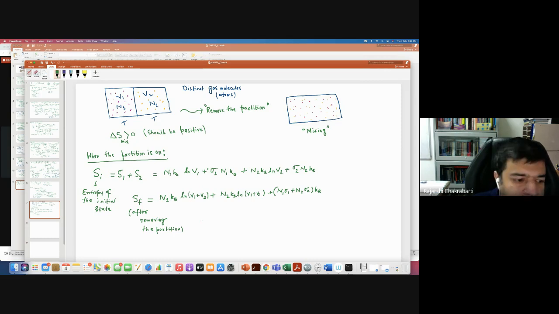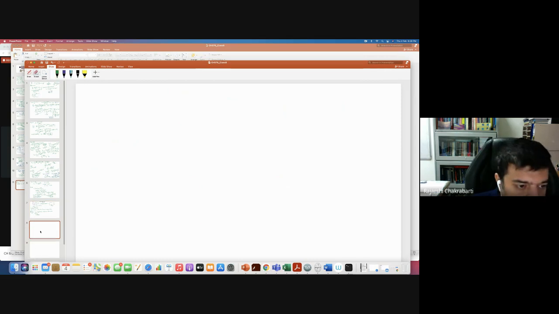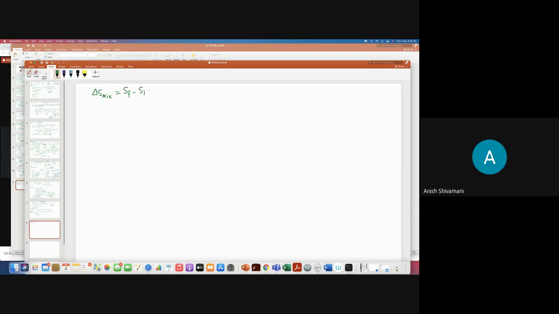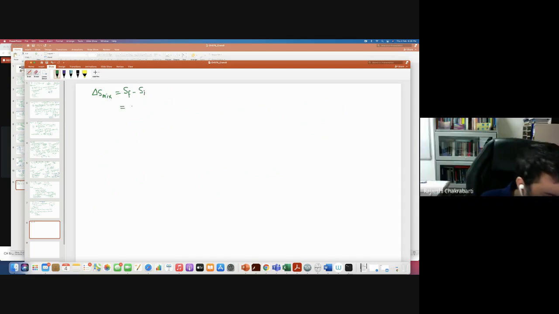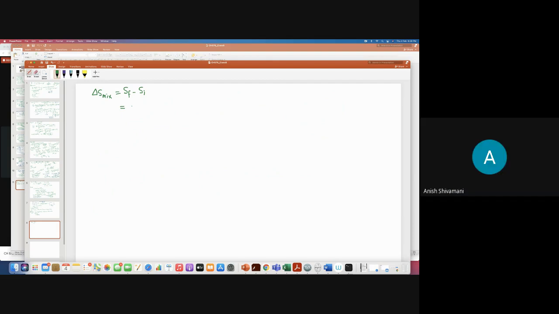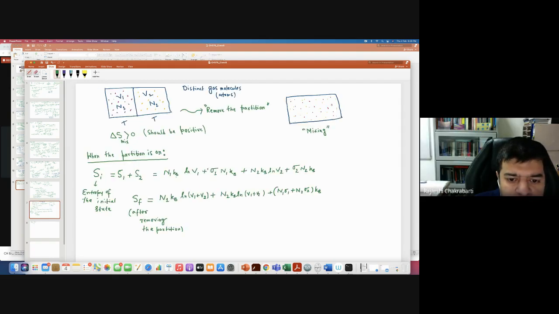So what is delta S then, or delta S of mixing, whatever you want to call it? It is SF minus SI, isn't it? The sigma part will cancel. What are you left with then? N1 kb ln of (V1 plus V2) by V1. So let us see. You have this minus this. Let me write it down first.